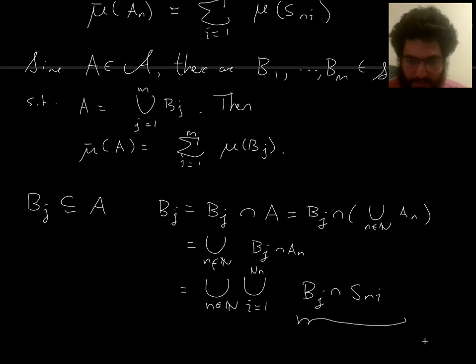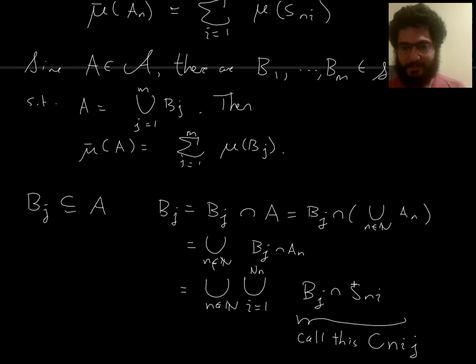And now we have these interesting triple indexed things. So let's call this C_nij. I've got these sets C_nij, where n is allowed to run over all natural numbers, then i is allowed to run over some finite range depending on what n is, and j is always running from 1 to m. So I've got this family of sets.